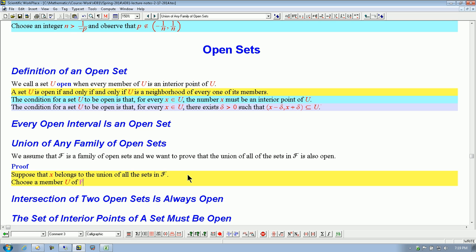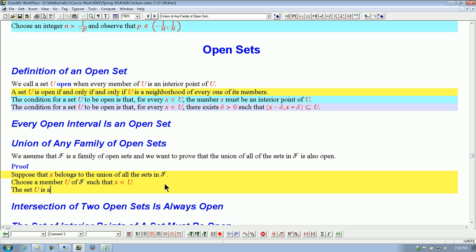Choose a member, U, of this family. Oh dear. That's not making the nice F. Have to make it this way. Choose a member U of that family, such that X belongs to U. Isn't that what we can do? Do you understand? Now I'm going to tell you something. The set U is a neighborhood of X. Isn't that right?